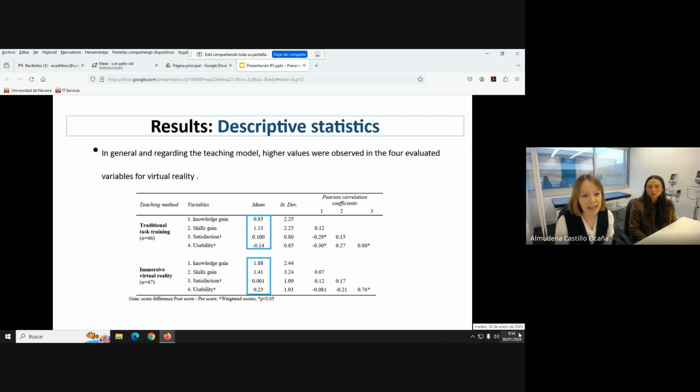In the statistical analysis, between the two methods, virtual and traditional, higher values were observed in the 4 evaluated variables for virtual reality. Additionally, the satisfaction and usability variable shows a significant correlation between them and inversely against knowledge gain, a situation that does not occur in the virtual reality group, where a correlation is found only between the weighted scores of satisfaction and usability.